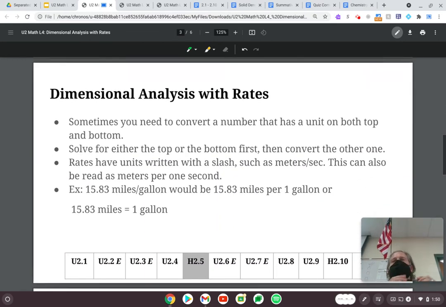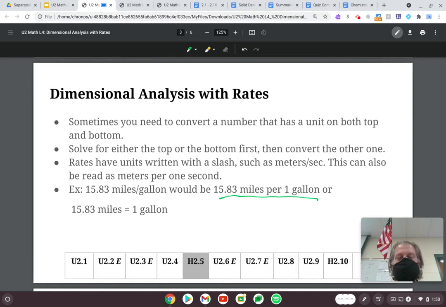Dimensional analysis in terms of conversion with rates, what that means is that sometimes your unit is going to have a number on the top and the number on the bottom. Technically, that's a derived unit. That means that you didn't measure miles over gallons, as the example suggests, but it's something that you probably had to calculate. So 15.83 miles per 1 gallon, that's what we're looking at here as an example, is pretty close to the gas mileage of my vehicle. So it's not really awesome, but it is what it is.